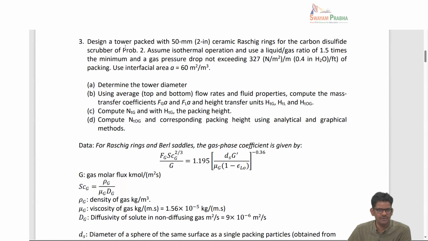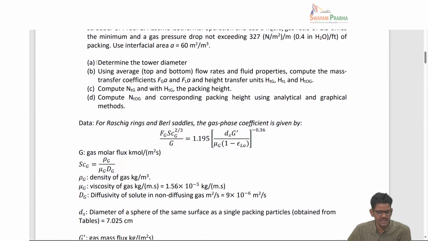Now the same problem of separation of CS2 from nitrogen is to be done in a packed tower, and the packing material is given here, and other things involve assume isothermal operation and a liquid gas ratio of 1.5 times the minimum. Same thing we used in problem 2 also, and a gas pressure drop not exceeding 0.4 inches of H2O per feet of packing, and then use interfacial area a to be 60 meter square by meter cube. So the questions to be answered are: determine the tower diameter using average flow rates.